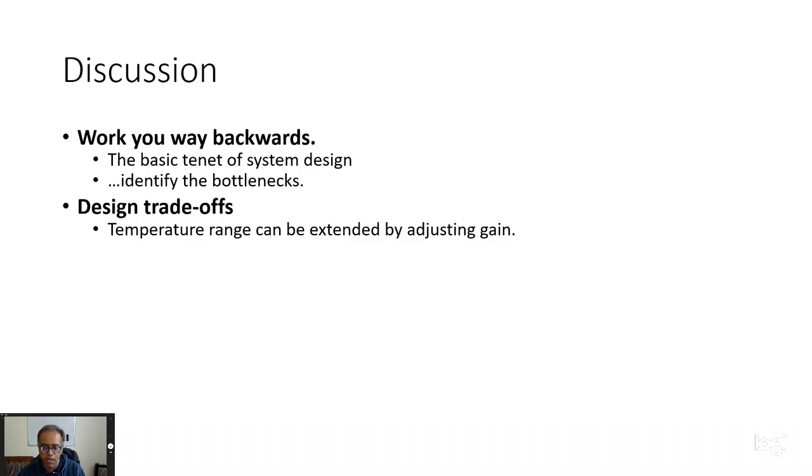You can extend the temperature range by adjusting the gain of the instrumentation amplifier, because it's all about making sure that you are able to record all the variation values within the range of the ADC. As long as it is within the range of the ADC, you are able to quantize it and get the digital value of the temperature.